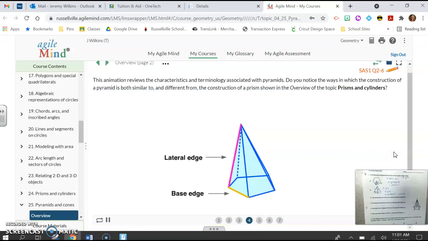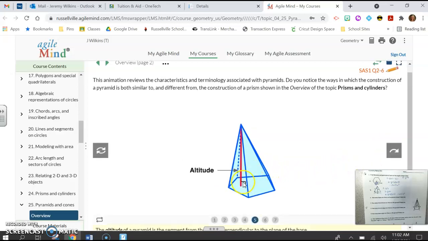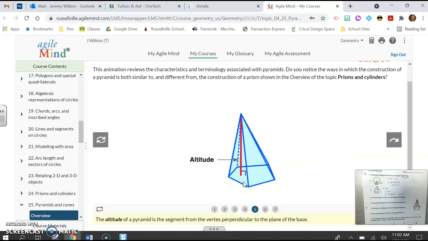Where the lateral faces meet, that is a lateral edge. And where the base and a lateral face meet is called a base edge. And then your altitude is the segment that connects the vertex and is perpendicular to the base.